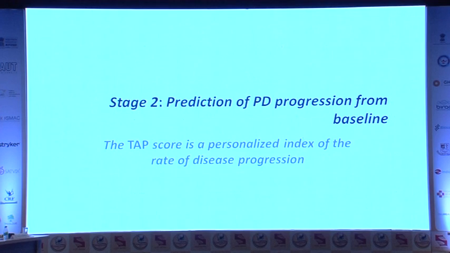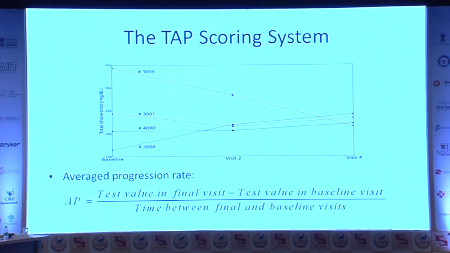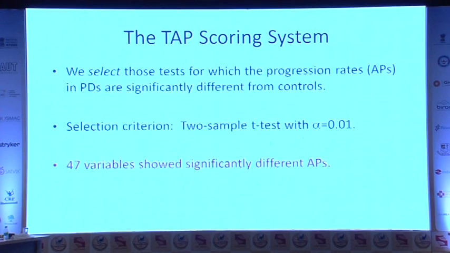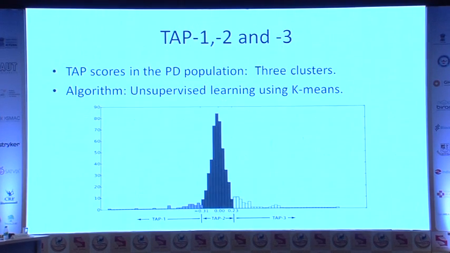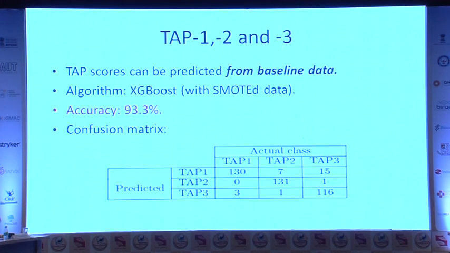I'm going to skip quickly through the second part of it. I just want to flash these slides in case someone's interested in talking to me more about some of these details. We created a TAP score, total average progression, and we were able to predict whether a person has a high TAP score or a low TAP score from baseline predictions. Again, we got a very good accuracy, about 93% or so, for predicting whether this is going to be a fast progressing or a slow progressing Parkinson's case, or an average median progression.